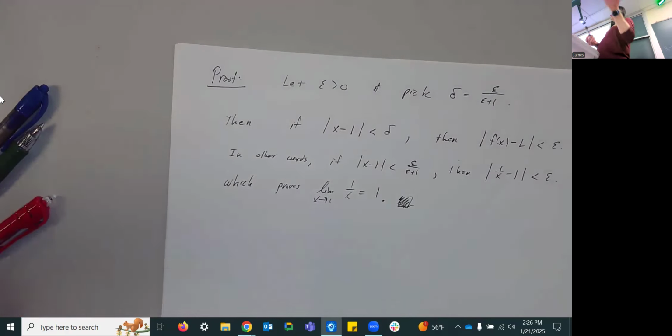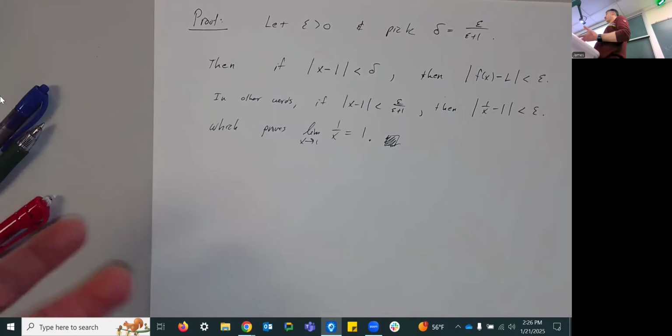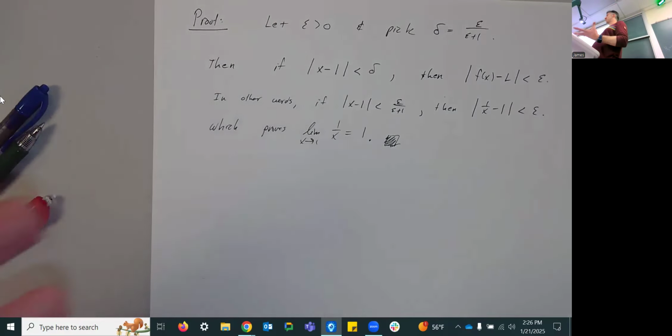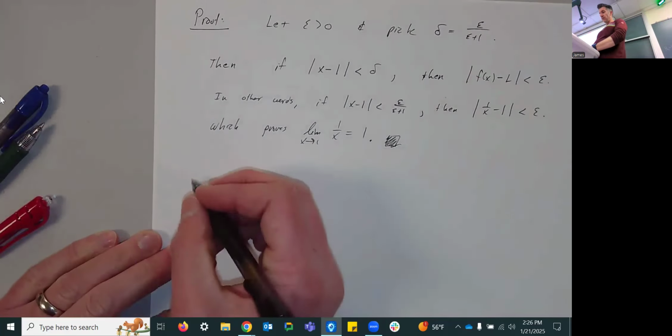So it really depends on what you're being asked to do, right? If you're just being asked to find the delta with a given epsilon, then no, we don't really have to write this proof. But in the larger context, the idea of this proof is what this section is all about: being able to prove that the limit is what it is, not just find the delta based on the epsilon.